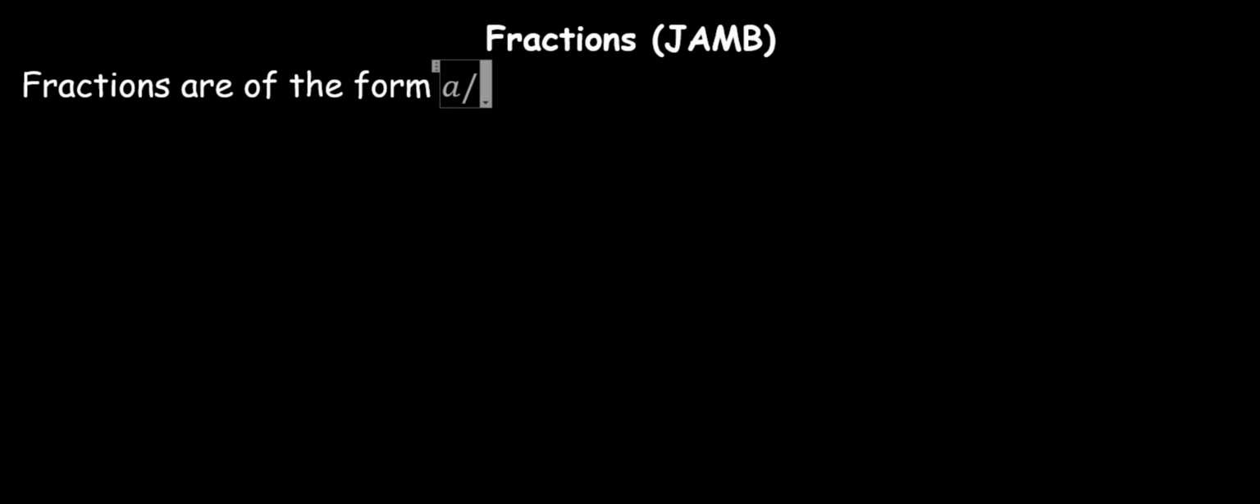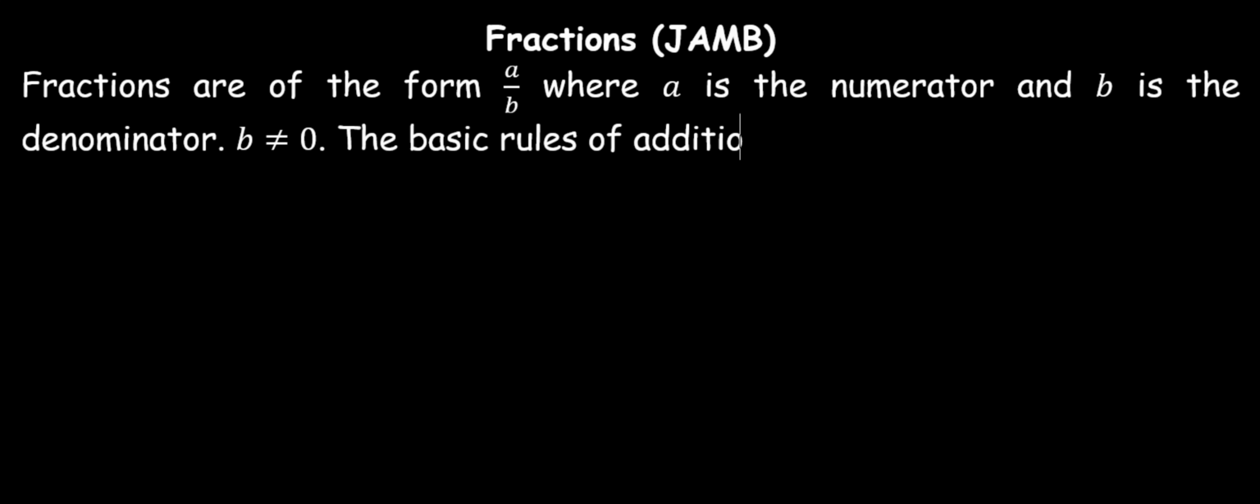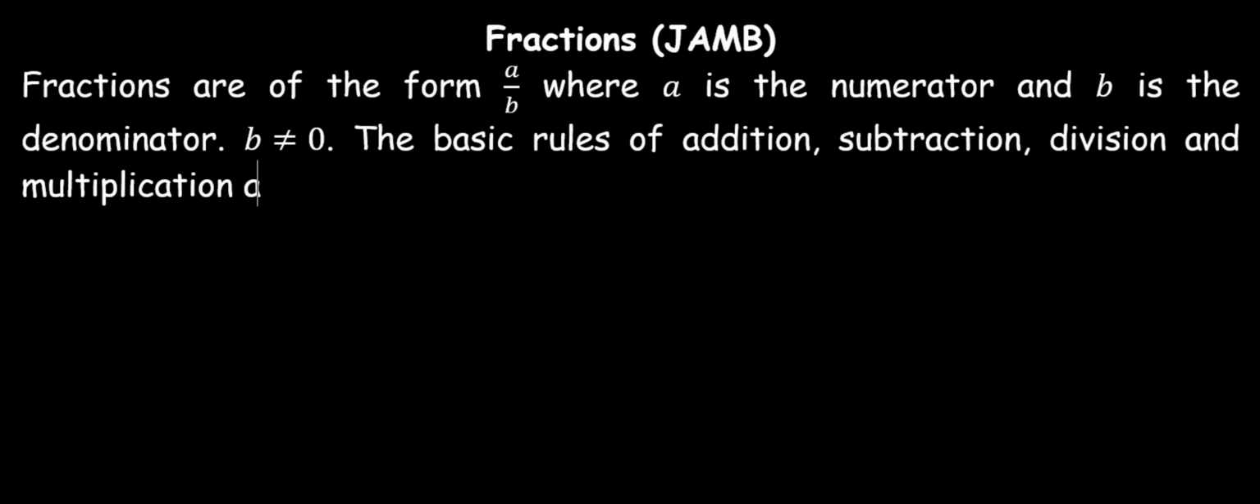Today we'll be looking at the JAMB aspect of it. Fractions are of the form A over B, where A is the numerator and B is the denominator. B must not be equal to 0. The basic rules of addition, subtraction, division and multiplication apply with fractions.